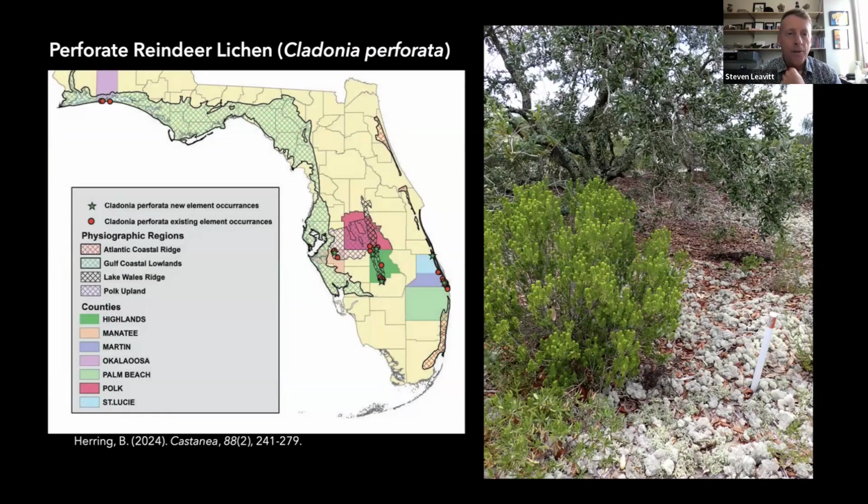And we see that Cladonia perforata, this perforate reindeer lichen, occurs in what we typically think of as 4 distinct regions: in the Panhandle on Santa Rosa Island, on the Lake Wales Ridge, further west in the Polk uplands, and then along the Atlantic coast. And these 4 main regions have typically been considered isolated, distinct populations.